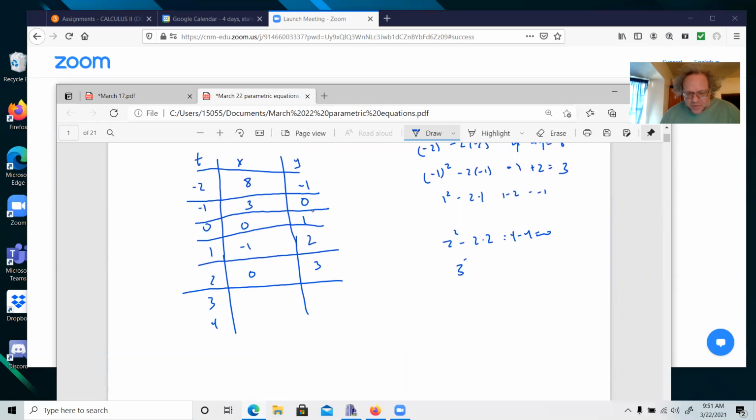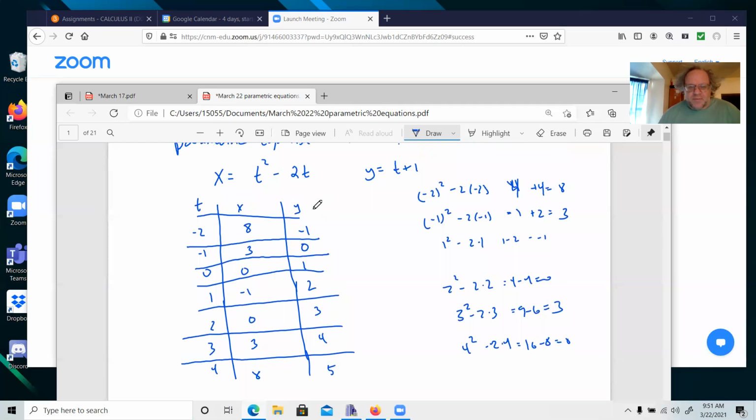We have 3 squared minus 2 times 3, so it's going to be 9 minus 6, which is equal to 3 here. And 3 plus 1 is 4. And then we have 4 squared minus 2 times 4, so that's 16 minus 8, which is equal to 8. And 4 plus 1 is 5.